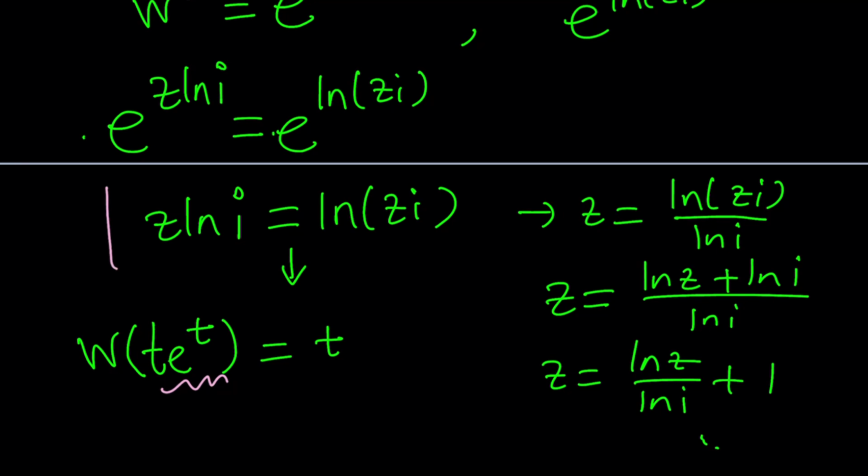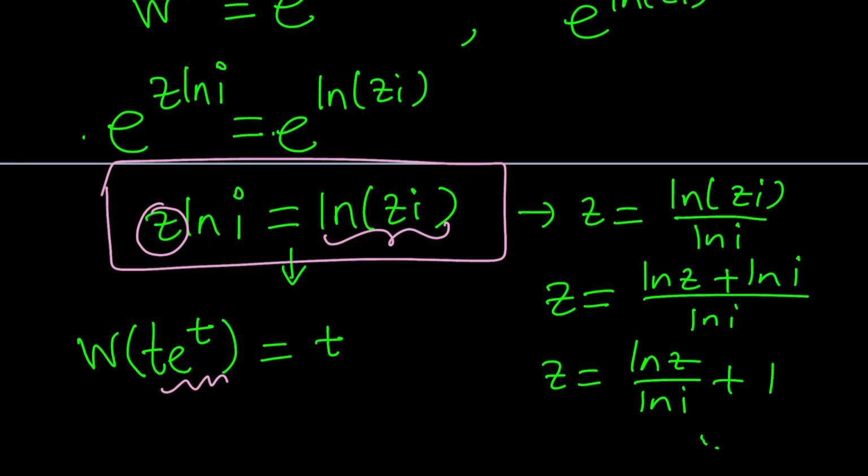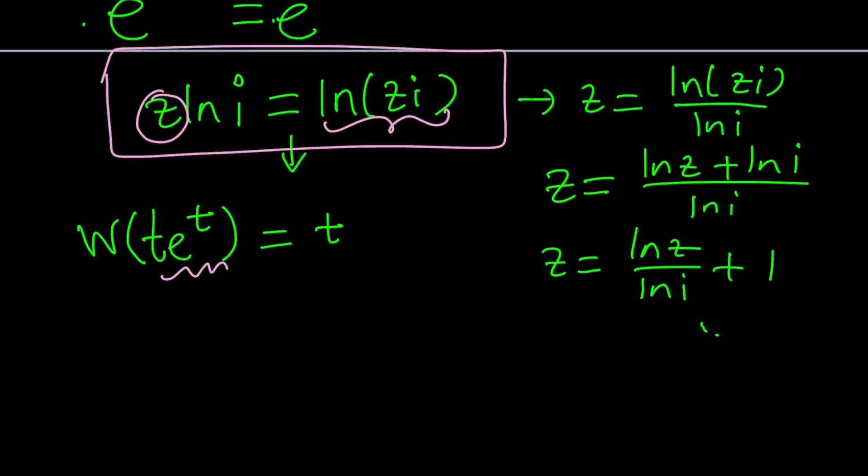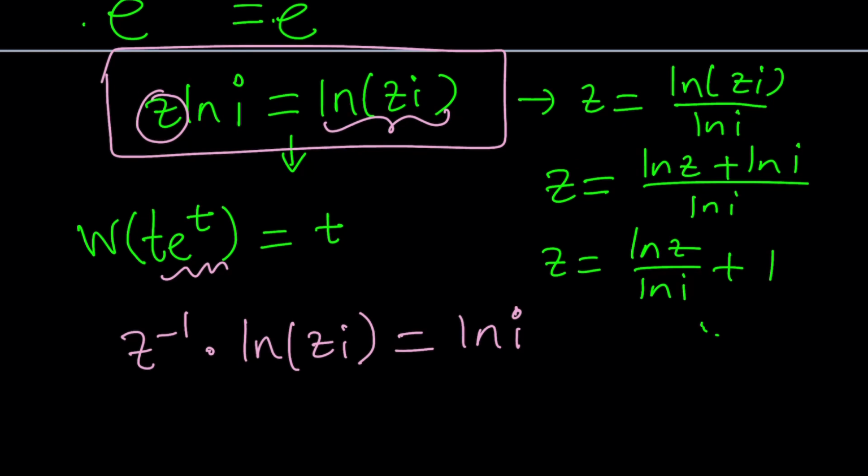How can I get it from here? Well, I kind of have an ln which I can turn into something else. Maybe I should bring the variables together, this one and that one, right? So here's what I'm thinking. Multiply both sides by 1 over z, or z to the power -1. That gives us z to the power -1 multiplied by ln zi equals ln i. ln i, we can take care of that later. Don't worry about it right now. It's just a constant, obviously, just another complex number.